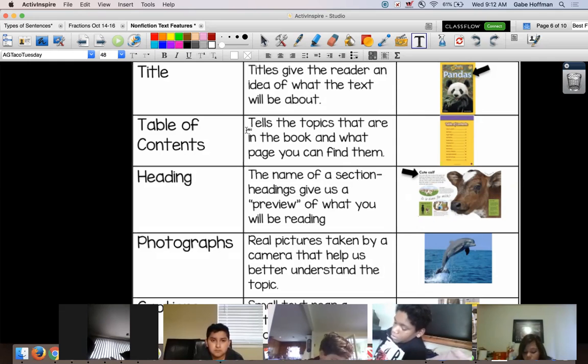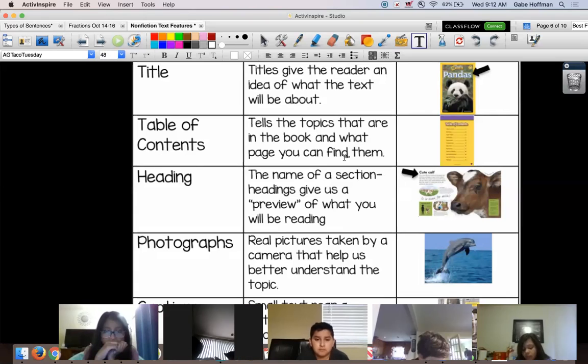Table of contents. Clay, can you read what that one does? Tells them the topics that are in the book and what page you can find them. Thank you. So yeah, we looked at that yesterday when we were looking at the chemical reactions book, right? When you open it, that's usually right on the inside. And it says, here's what's in the book and here's where you can find it.